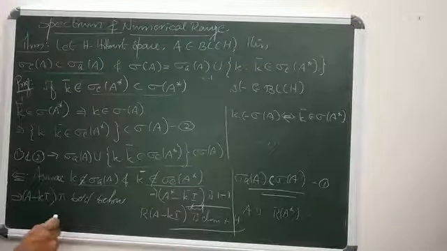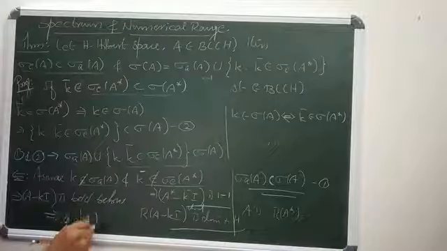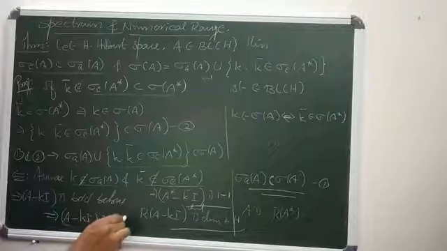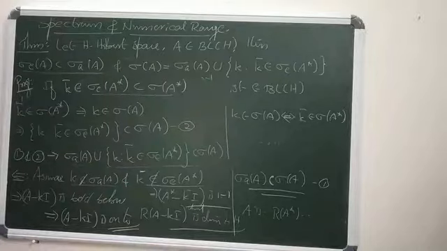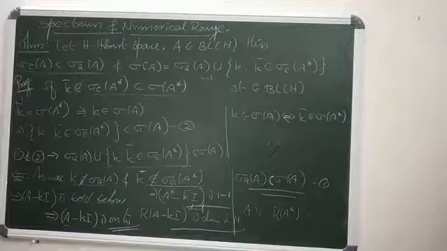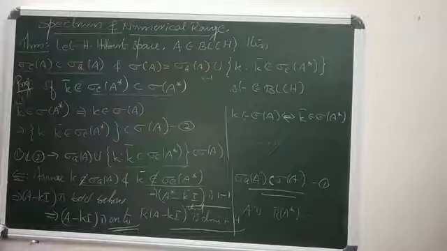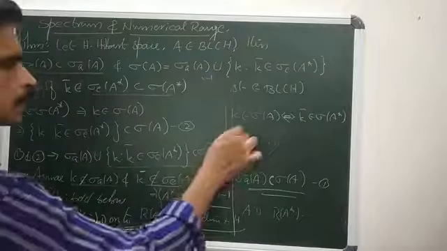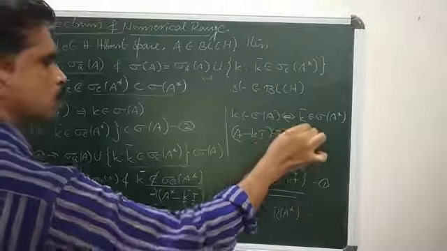The range of A minus K is closed and is dense in H means what is A minus K I? That means A minus K is surjective. The range of A minus K is dense in H means A minus K is onto. So listen, here A minus K I is onto. That's our next result. A minus K I is onto, means it is surjective.